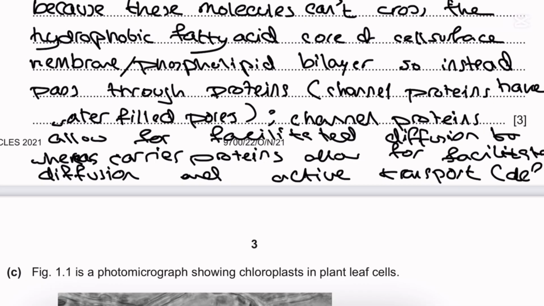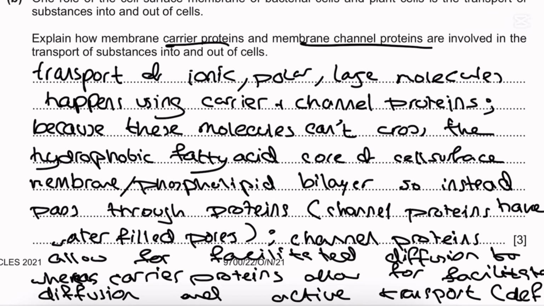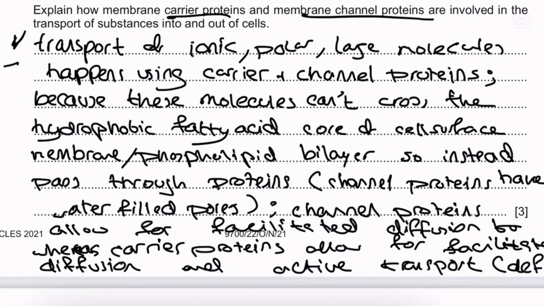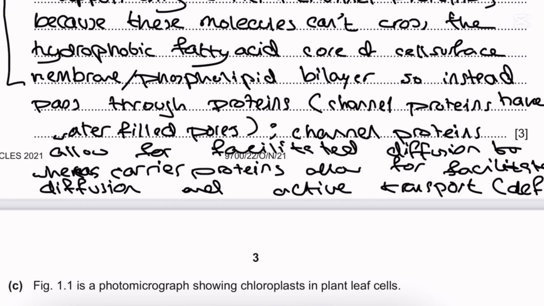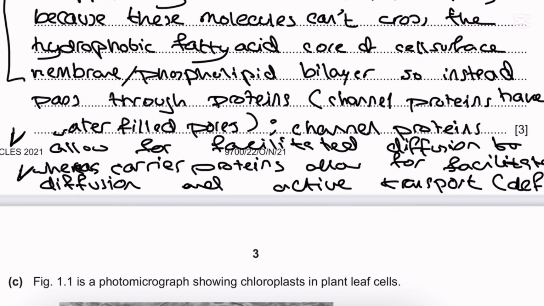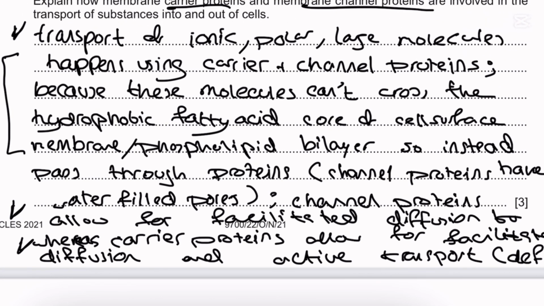So define active transport. So see how you get marks here. Firstly, you write down the main points in transport of what materials. Then you write down here all this stuff, this is extra points. And then you would write down that channel proteins allow for what and carrier proteins allow for what. And if you want extra points, you will define active transport. You will write down that channel proteins have water-filled pores.